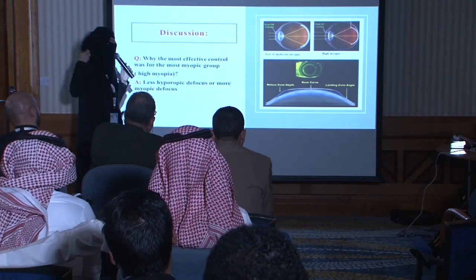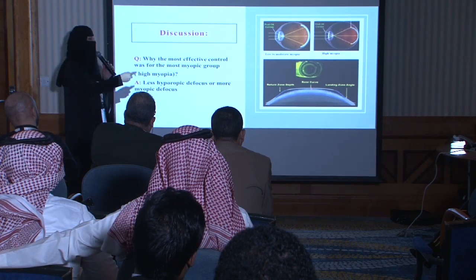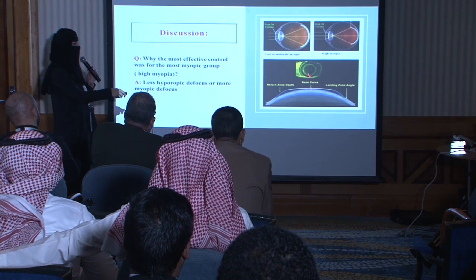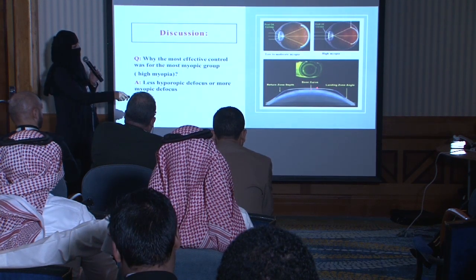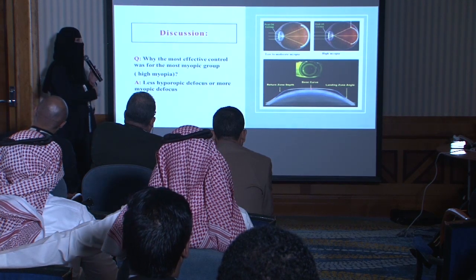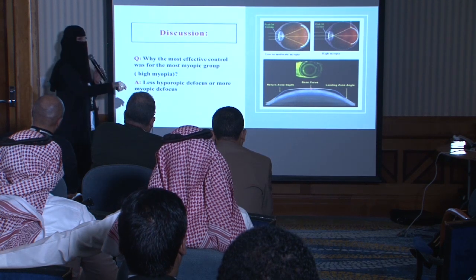So in high myopia, when you say high myopia, that means it's a high reduction of the central surface of the cornea. So in this area, we make it flatter. And as a result, the mid-peripheral of the cornea becomes steeper. What does that mean? That means less hyperopic defocus and more myopic defocus.